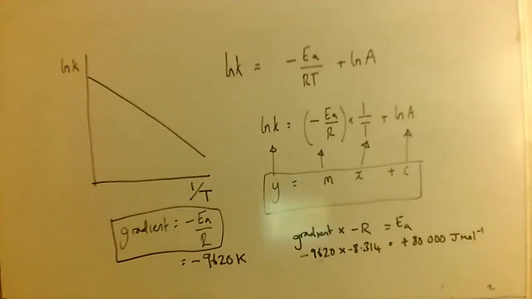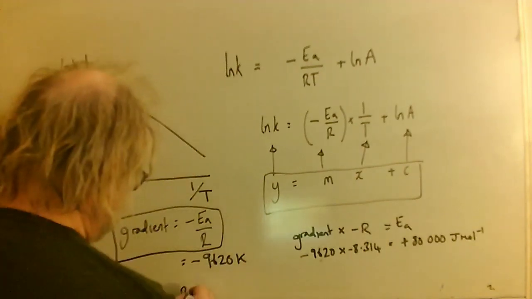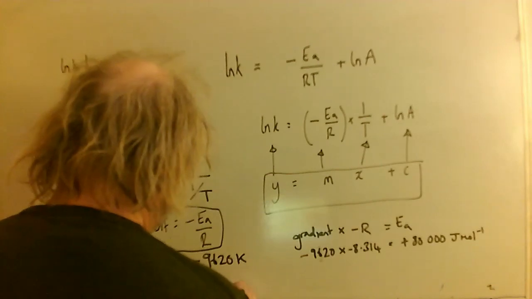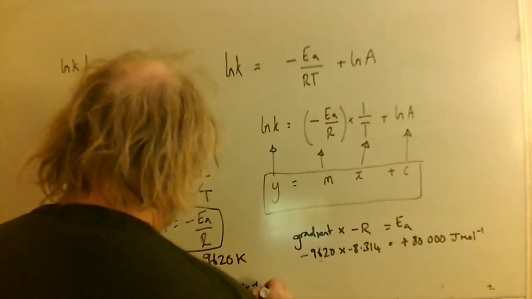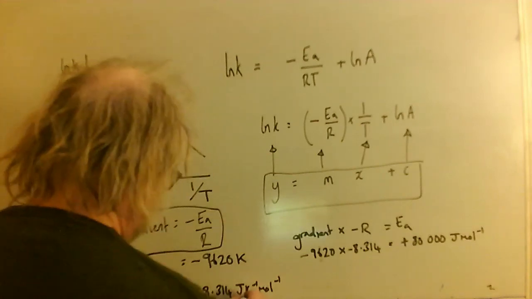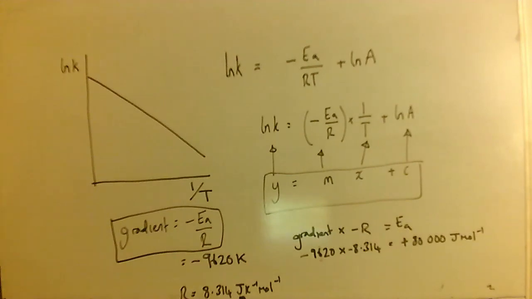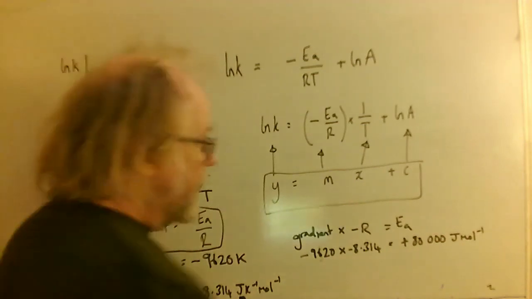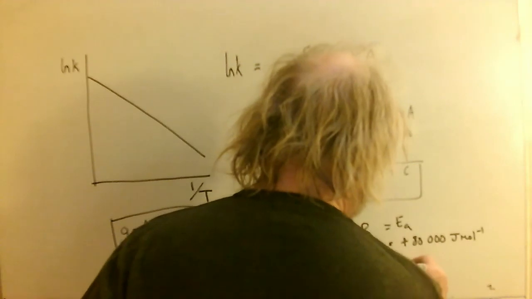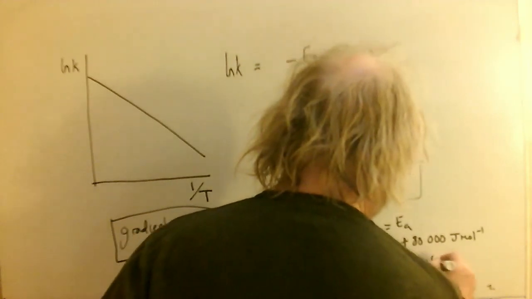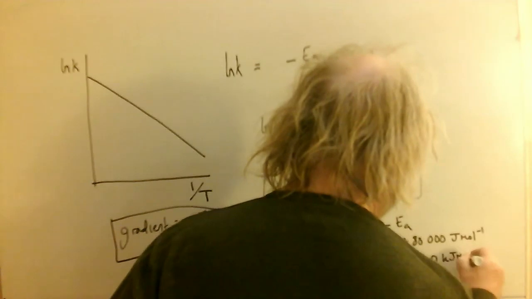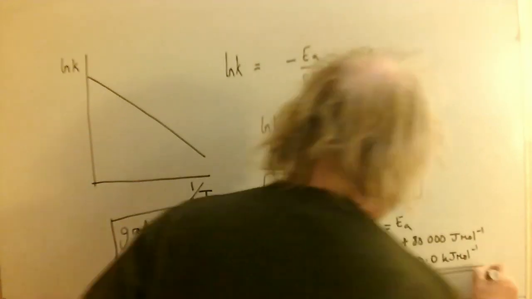And you know it's going to be joules because when you look up R on your data sheet, it tells you that R is equal to 8.314 joules per Kelvin per mole. And because that number is in joules, when you compute something from it, it will be in joules. But the question asked for it in kilojoules per mole, which of course is what chemists normally use for energy terms. So you have to divide by 1,000 to get the kilojoules per mole. So that's plus 80.0 kilojoules per mole is the activation energy.